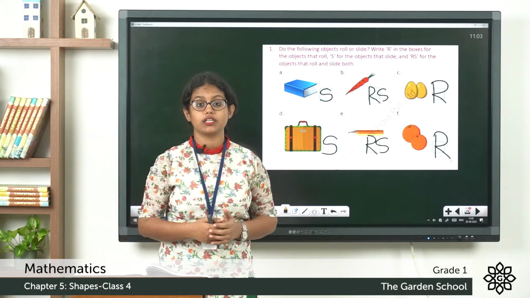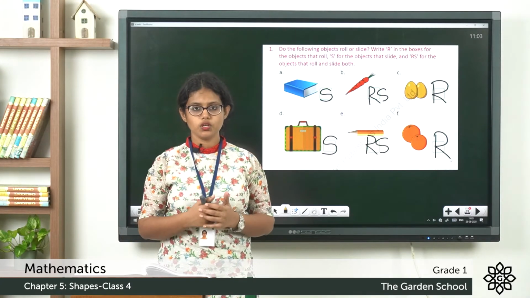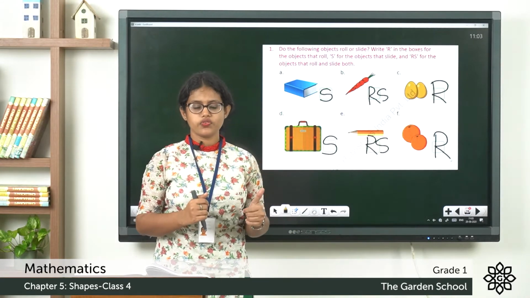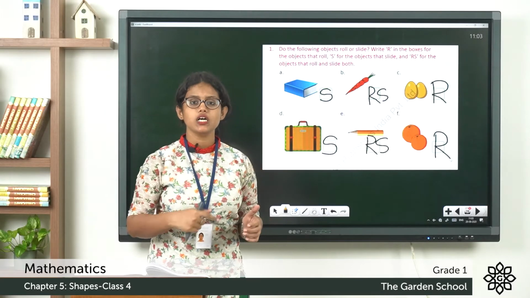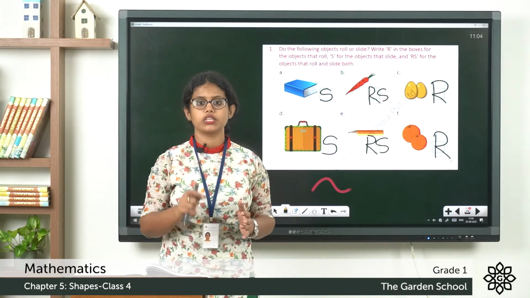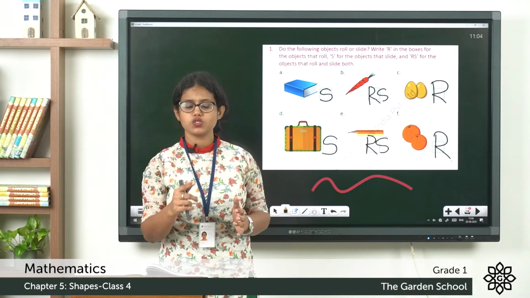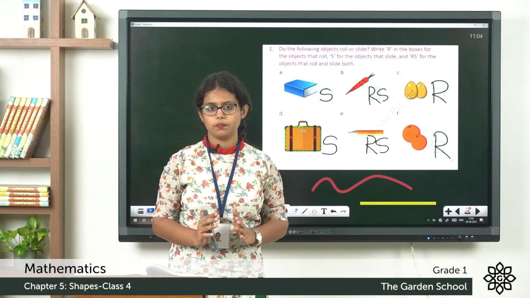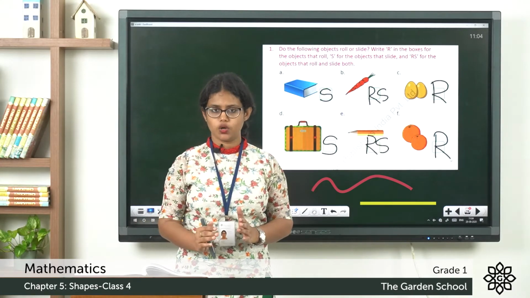Another activity that you can do is, you can take your notebook and draw faces. First, you have to draw a face with curved lines. You know how to draw curved lines. Next, you have to draw a face with straight lines, and you have to color them. You can do this in your notebook.